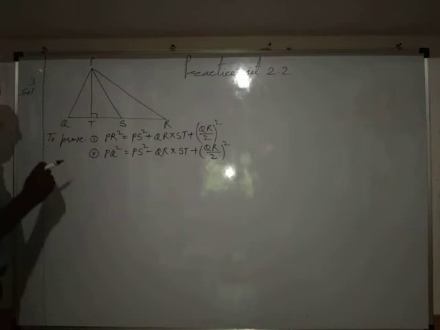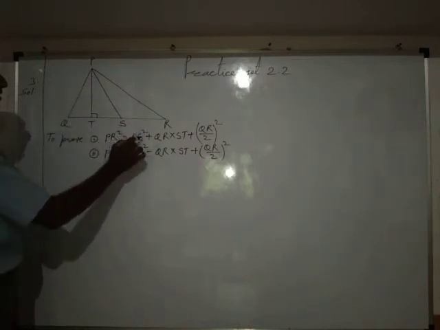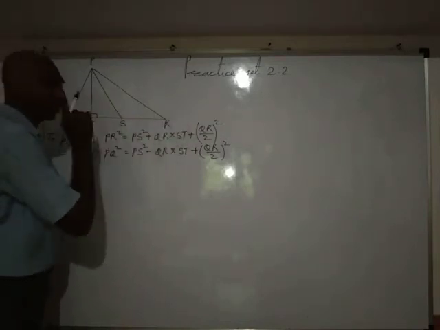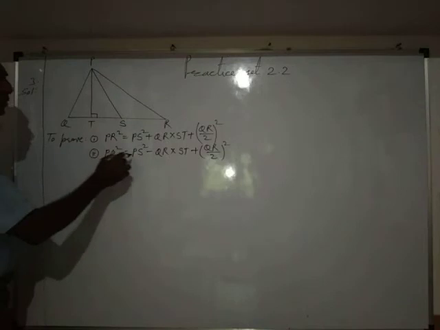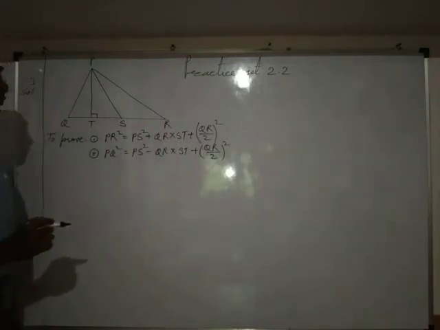Question third, solution. We are interested to prove that PR square equals PS square plus QR into ST plus (QR upon 2) its square, and PQ square equals PS square minus QR into ST plus (QR upon 2) its square.